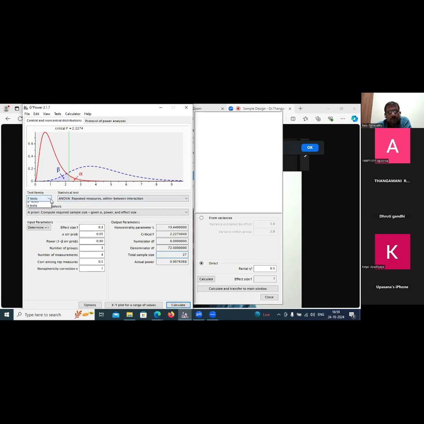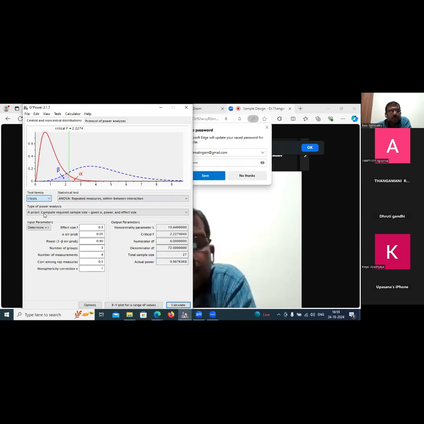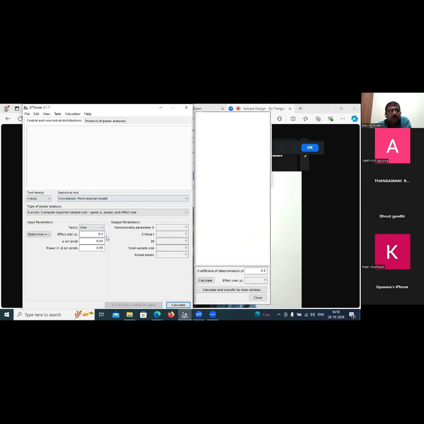For example, if you are doing a correlation, you want to compare male height versus female height. This is a correlation: t-test, correlation, point biserial. You have to take one tail only because your correlation will be 0.7, 0.8 like that. What do I do? Coefficient of determination, which is nothing but known as R square. If your R is 0.7, then 0.7 times 0.7 is 0.49.